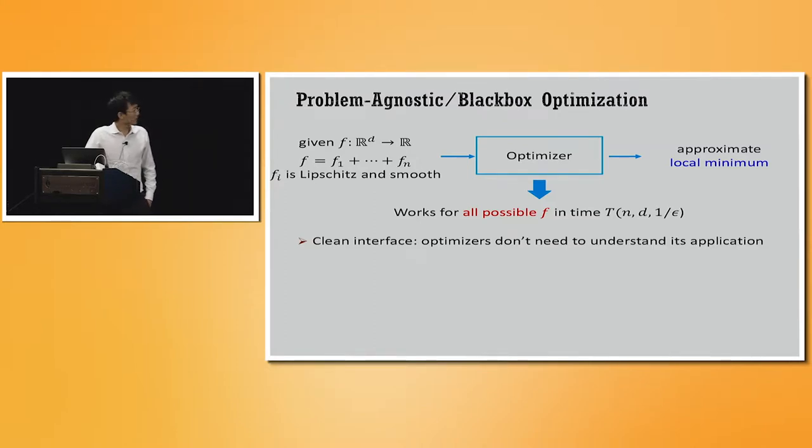The pro of this kind of phrasing is that it's a clean interface, and optimizers don't need to understand the application. So I don't have to care about how f is produced.